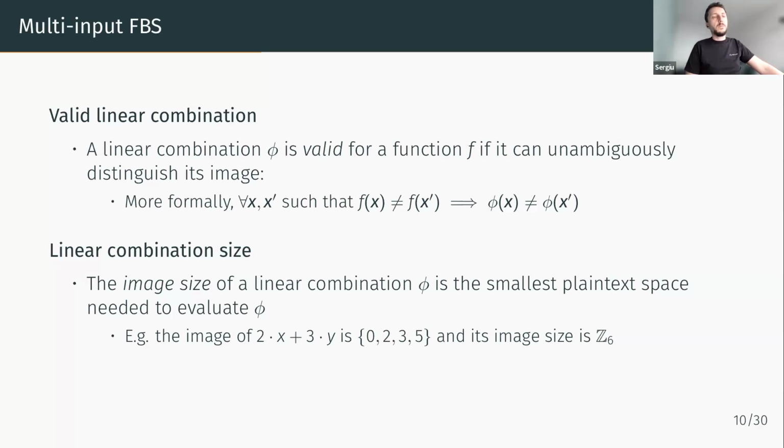In this way, if the linear combination function projects the points to different values, the functional bootstrapping will be able to separate them during the bootstrapping procedure.